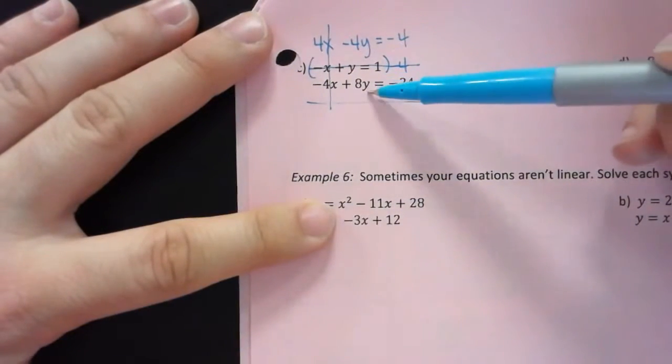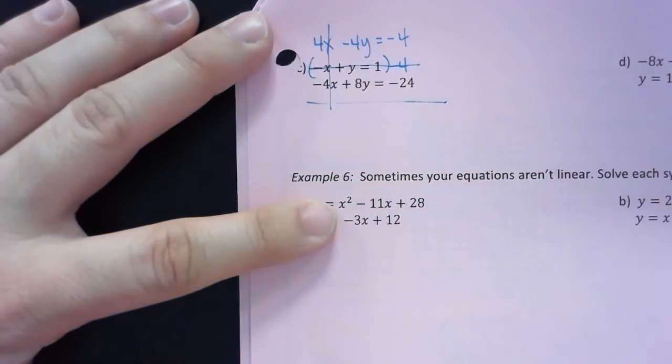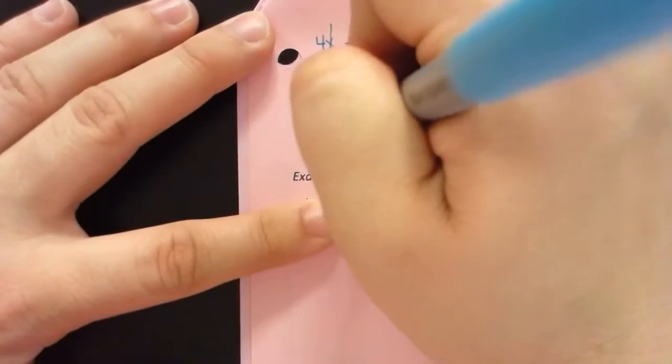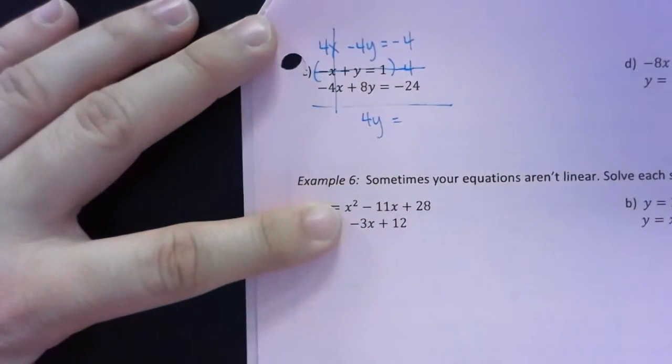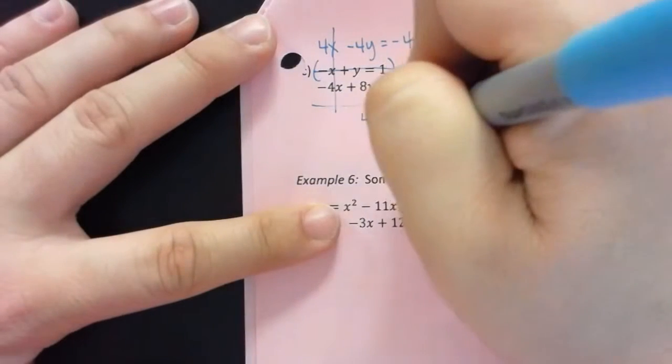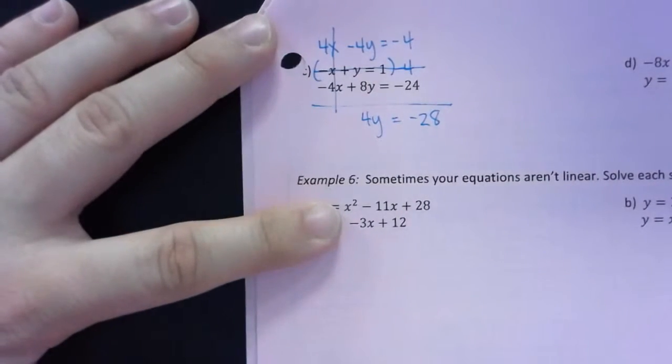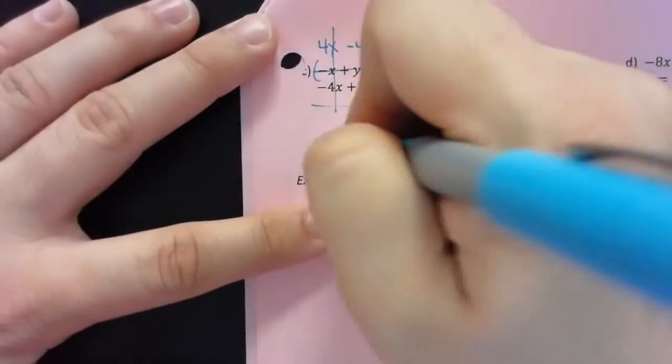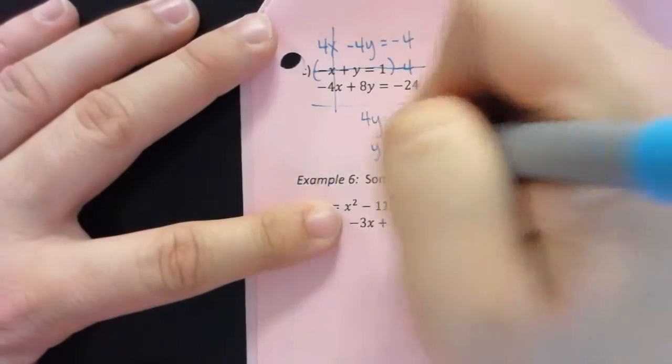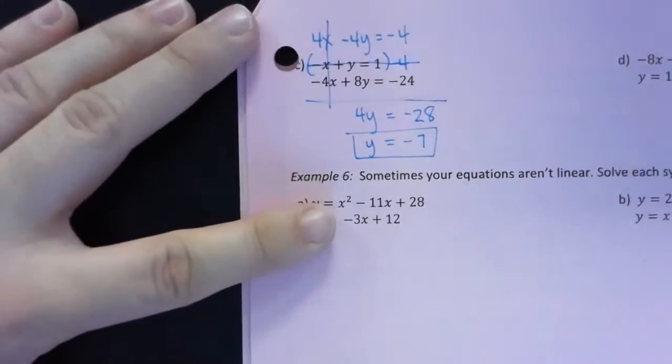Okay, so what's this? Combine those, we get what? 4y equals, combine those, we get negative 24, negative 4 make a negative 28. Divide by 4. Y equals what? Negative 7.